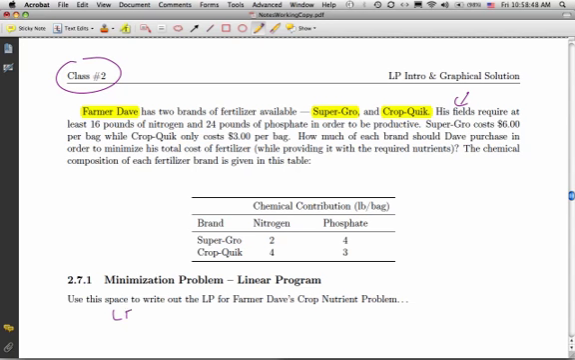First of all, define our decision variables. We'll let x1 equal the number of bags of Supergrow, and x2 will equal the number of bags of the other stuff, Crop Quick.